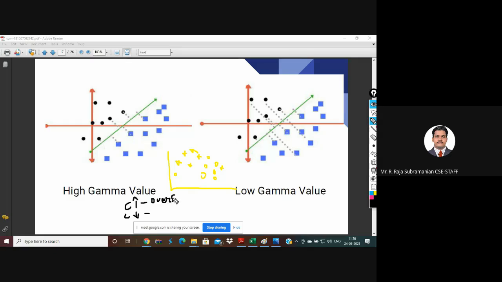If C is high, what will happen? Overfitting. It will be considered as overfitting. Why?